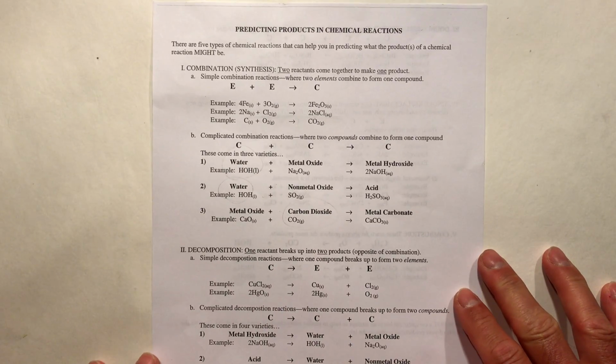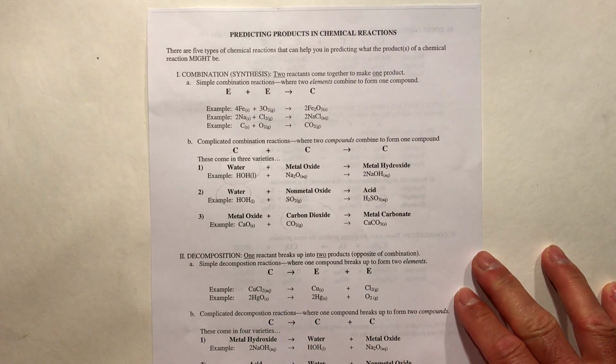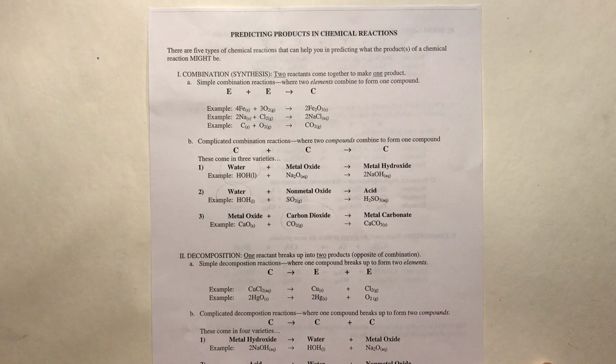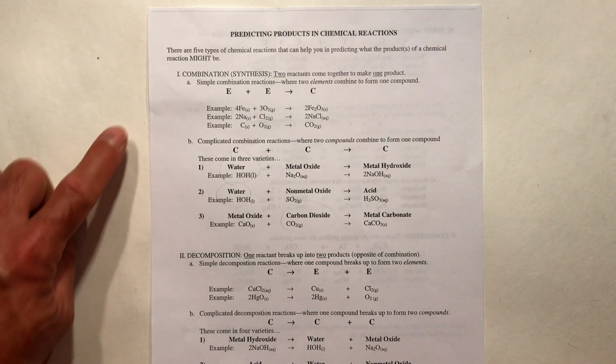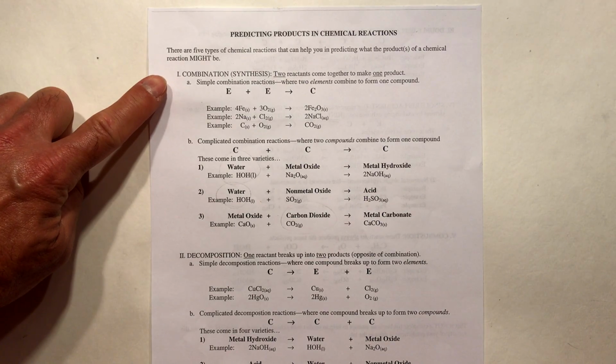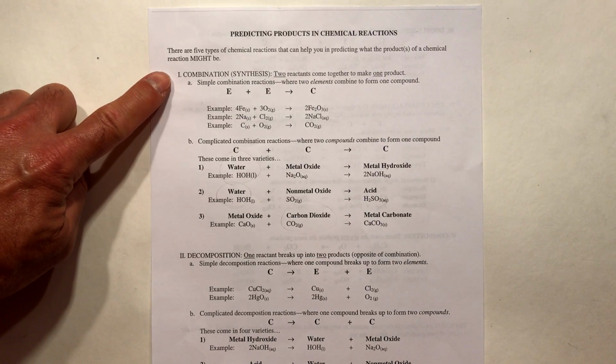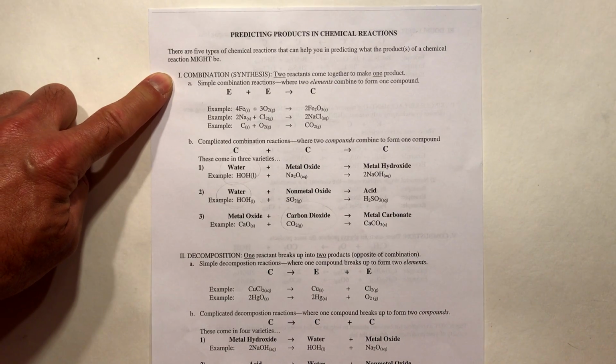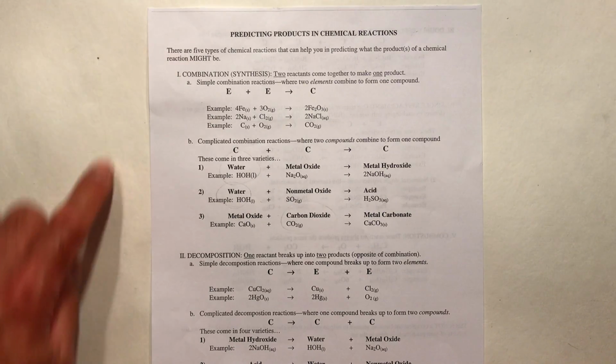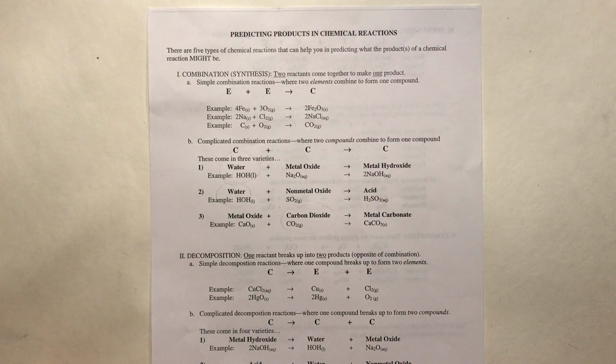We'll be focusing for the most part on this reference sheet, predicting products in chemical reactions, or we'll just call it the reaction sheet for short. Let's start with the first of the 5 types of reactions, combination or synthesis. And I prefer to call this reaction type synthesis because combination sounds a little bit too much like combustion, which is the 5th reaction type.